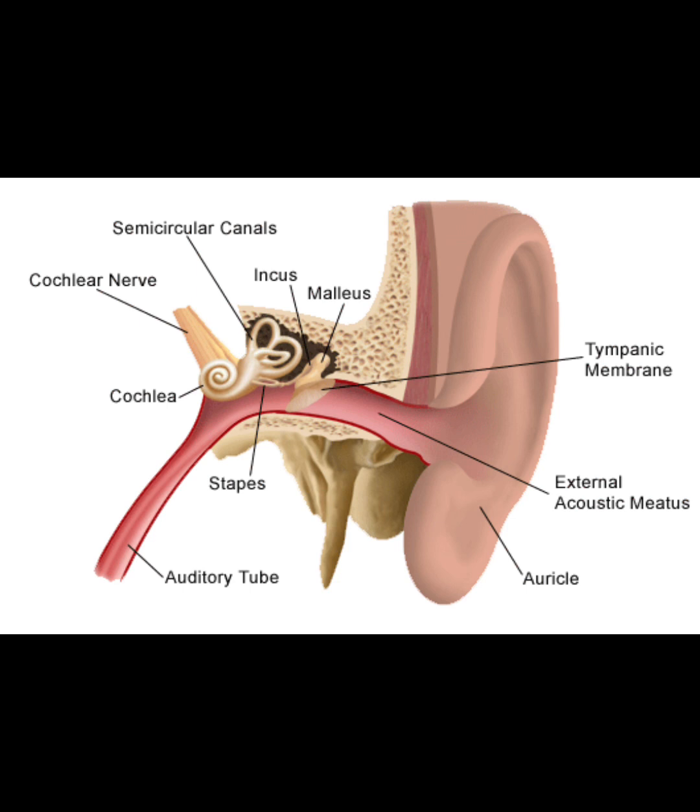Then we have the incus, which is also known as the anvil, and the incus transmits vibrations from the malleus to the stapes. And lastly of these 3 bones is the stapes, also called the stirrup. The stapes has 2 branches known as the inferior and superior crus. This conveys the sound vibration to the bone's flat base.